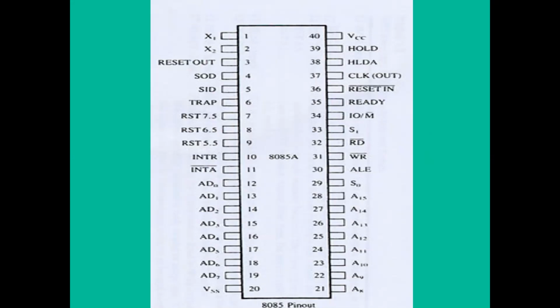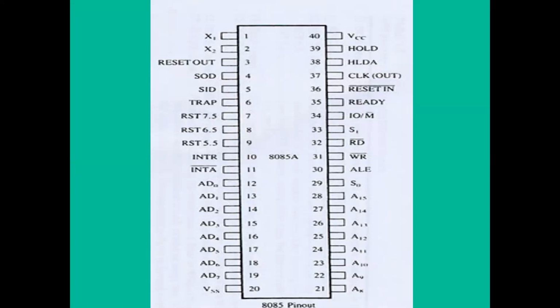The next signals are S0 and S1, pin number 29 and pin number 33. These are two status signals which are used to indicate the kind of operation that is being performed, like opcode fetch operation, halt state operation, write operation or read operation, in this way.